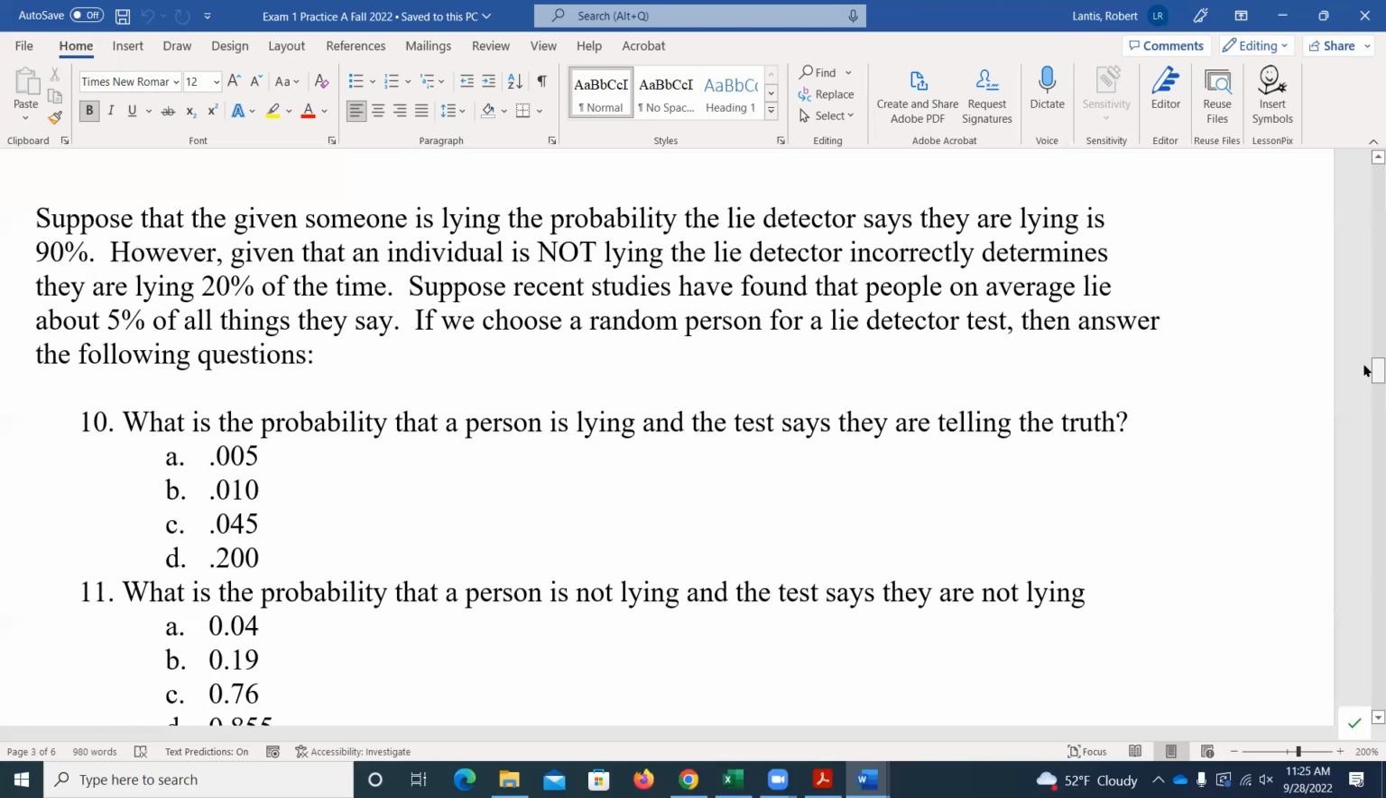I'm then told, given that the individual is not lying, and you could do this two ways. You could write not lying, or if it's easier, you could write telling the truth, whatever term connects better with you. The probability the lie detector test incorrectly shows they're lying is 20%. And then the last thing we're told is recent studies show that on average, people are lying about 5% of the things they say. So there we don't have any conditional probability, just the underlying probability that someone's lying.